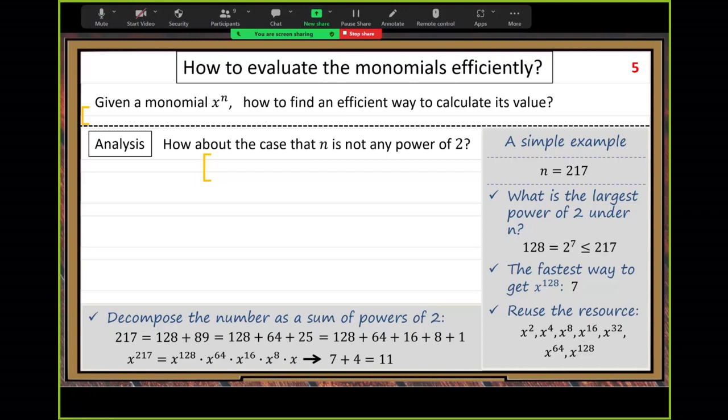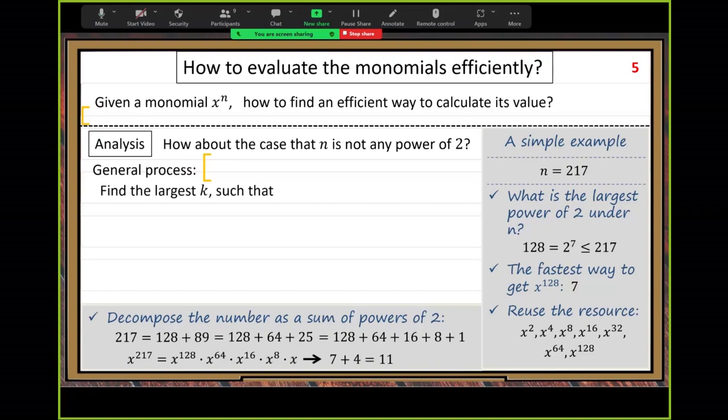Then the resource: first you need to generate all these numbers and put them in a pool, and then you do the final computation like that. So this is called repeated squaring. We can calculate any monomial in this way, by repeated squaring. That's the first technique I want to introduce.